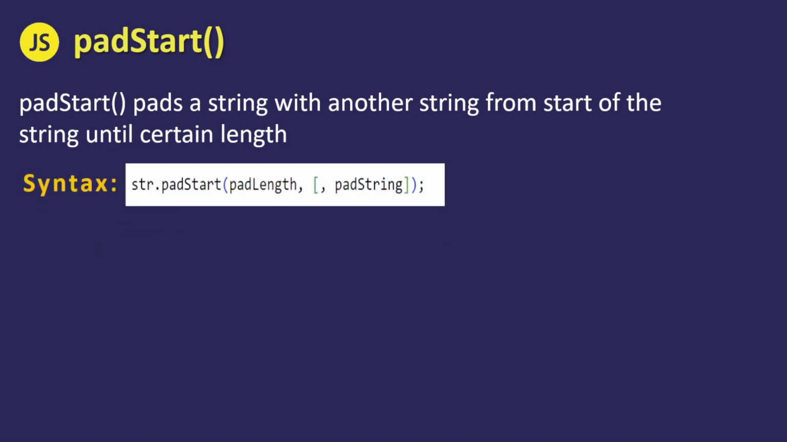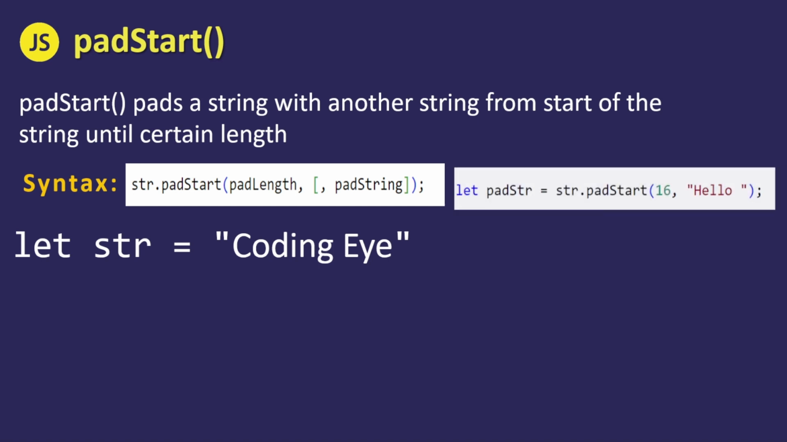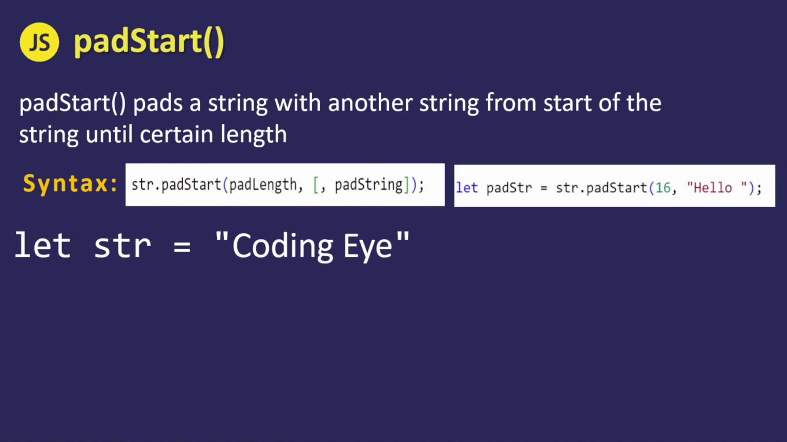This is the syntax of the padStart. Here str is the given string on which we have to call the padStart method. It is taking two parameters, that is a pad length and the pad string as an optional parameter. Pad length is the length until which we have to pad. Pad string is optional here. By default it takes an empty string. Then we have a given string. Let's say suppose coding I. This is the syntax of the padStart.